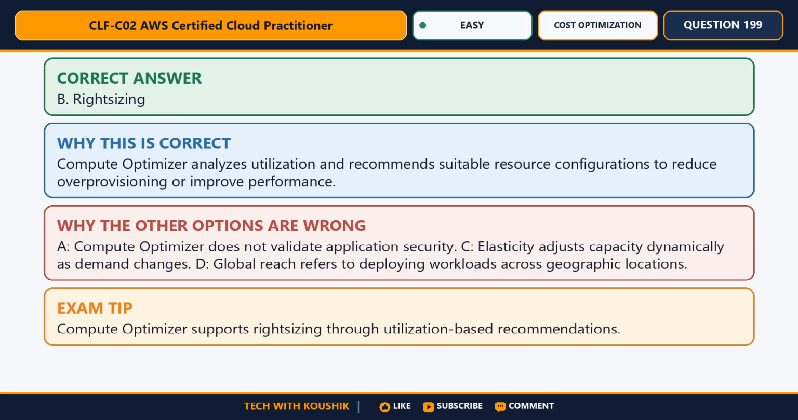A. Compute Optimizer does not validate application security. C. Elasticity adjusts capacity dynamically as demand changes. D. Global reach refers to deploying workloads across geographic locations. Exam tip. Compute Optimizer supports right-sizing through utilization-based recommendations.